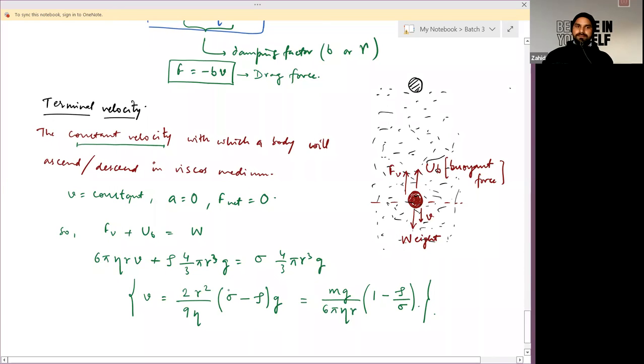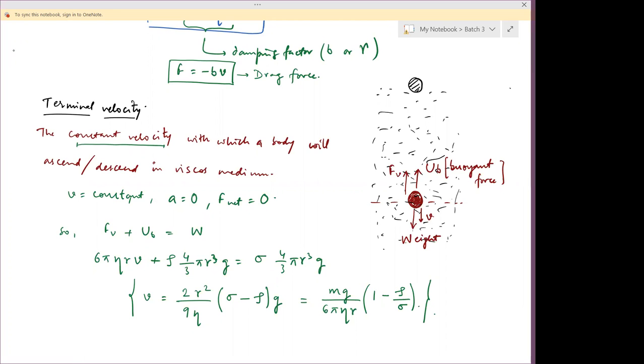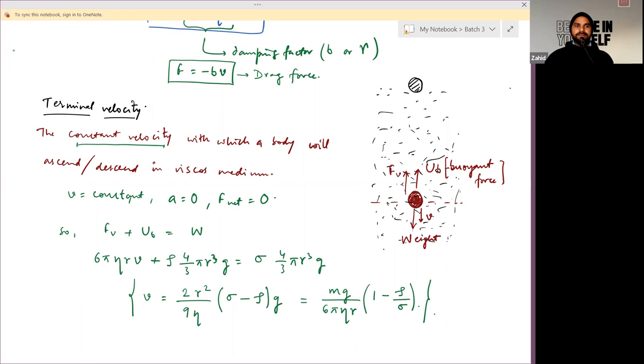Is it clear? Atif, any doubt till this part? Okay, first write it down till this part. Then I will define the different conditions related to this terminal velocity.